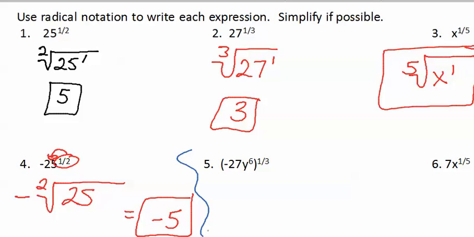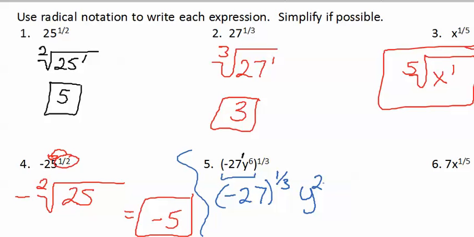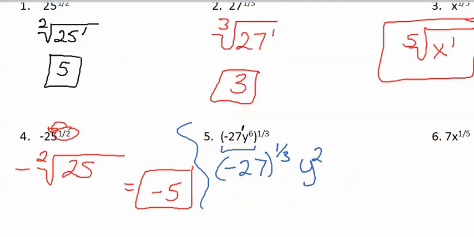In number 5 over here, I'm going to want to make sure I distribute that exponent to both numbers and variables inside the parentheses. So remember that 27 does have an exponent of 1, so when I distribute it, it becomes -27 to the 1/3 power, and then the y to the 6 becomes y squared. 6 times 1/3 is 2. So then I'm going to take the -27 to the 1/3, and that's going to become the cube root of -27, and that becomes -3, and then I'll drop down the y squared.